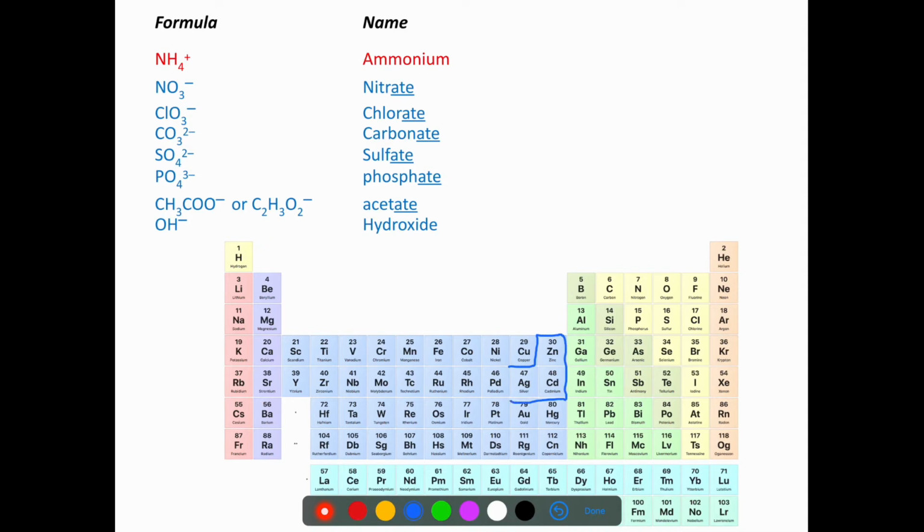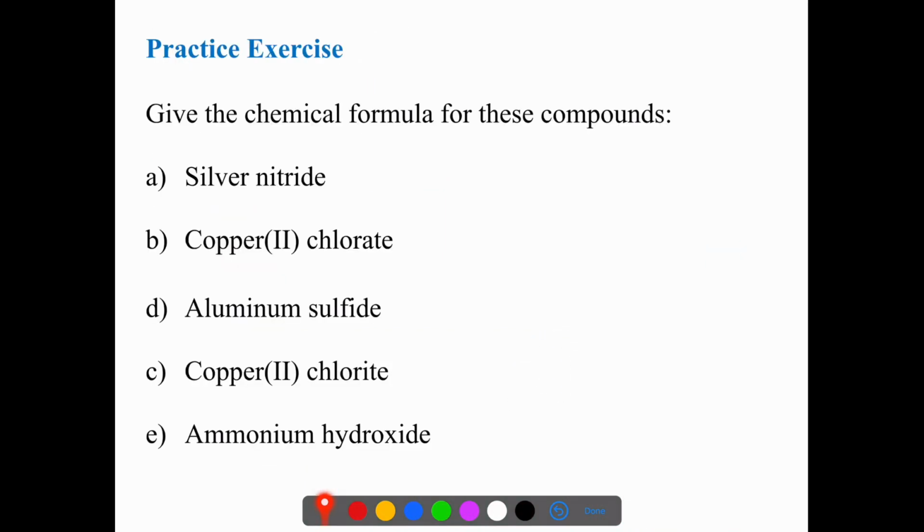We talked about this in lecture 2 last video. Silver is always plus 1, zinc ion is always 2 plus, and cadmium is always 2 plus. So instead of saying silver 1, you could just say silver ion. It's always understood that silver ion is plus 1. So silver is Ag plus ion.